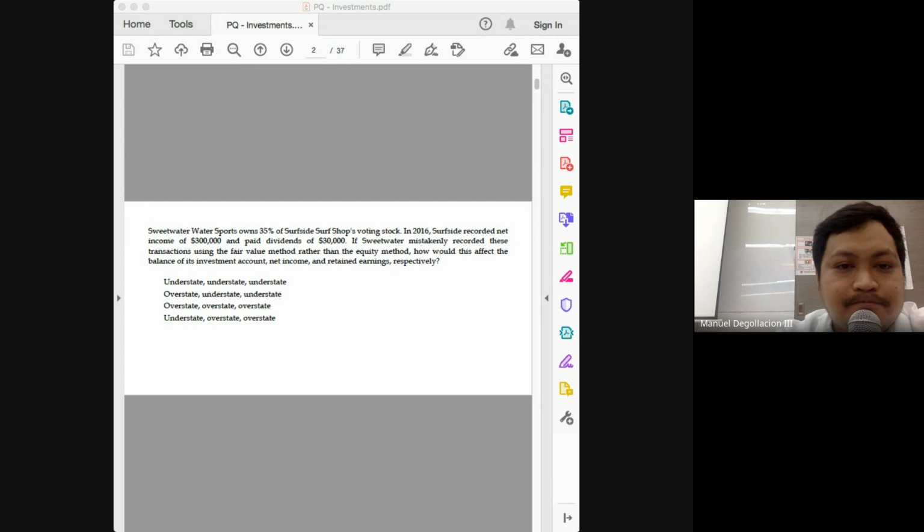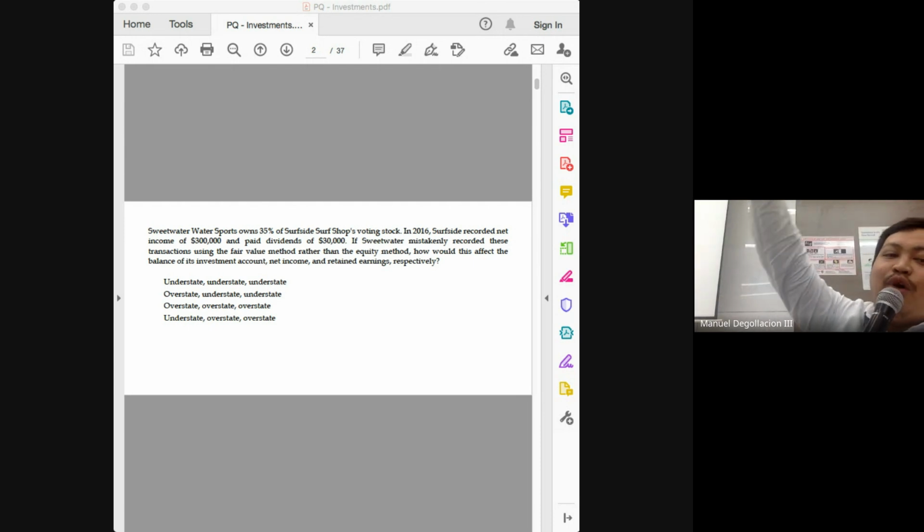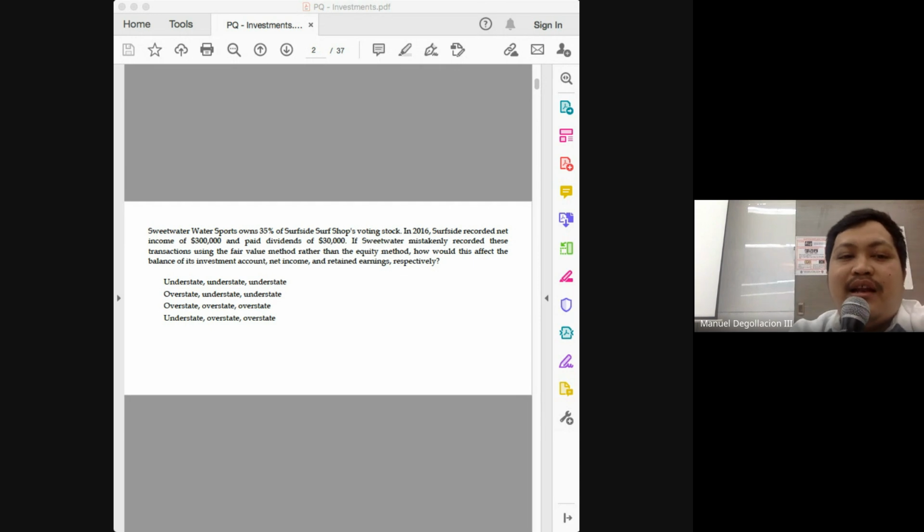So let's try to compare. Let's have an assumed figure. If the initial balance of your investment account was 1 million, let's determine the balance of the investment account under the equity method. Let's have a beginning balance of 1 million. What else will affect the investment balance? If we're talking about the equity method, we will consider what? Our share in the profit.